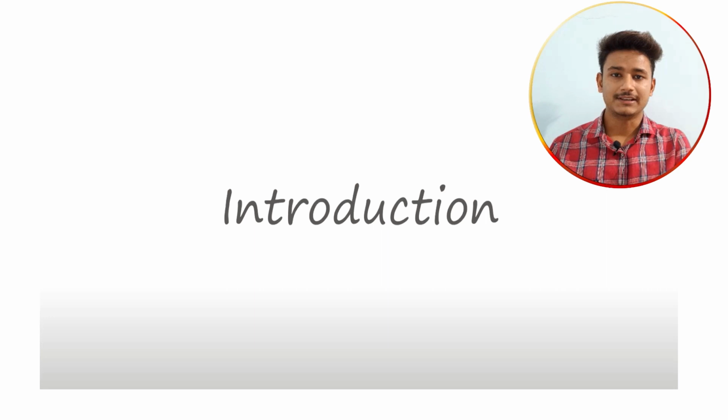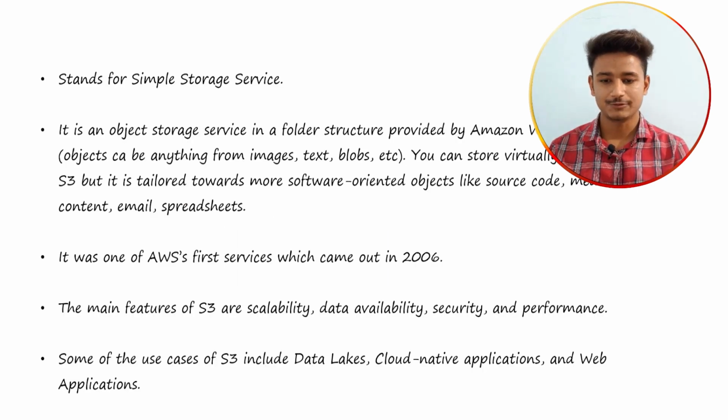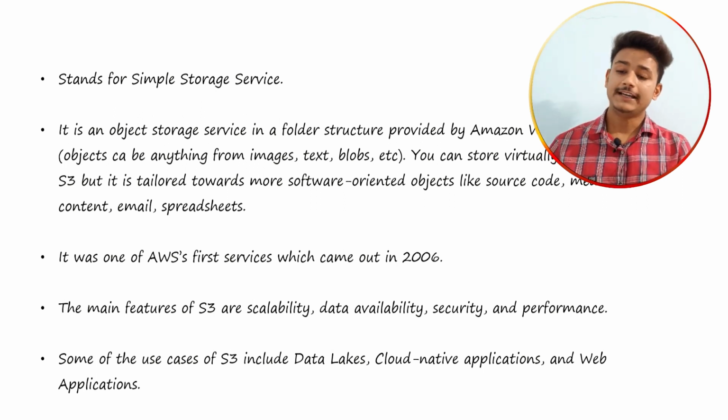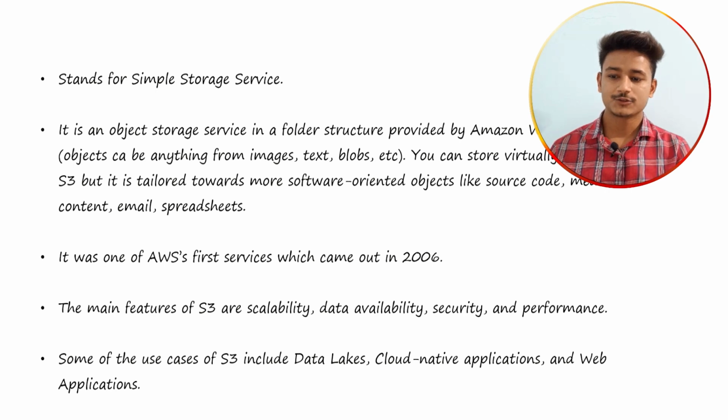What is Amazon S3? S3 stands for Simple Storage Service. The name itself suggests that it is used for storage. Now, what sort of storage, we will see further. It is an object storage service in a folder structure provided by Amazon Web Services. What does object mean? An object can be anything: a folder, image, text, blob, multimedia, or whatever you can say. So S3 is used for storing such things. S3 was the first service of AWS, introduced in the year 2006. The main features of S3 are scalability, data availability, security, and performance.